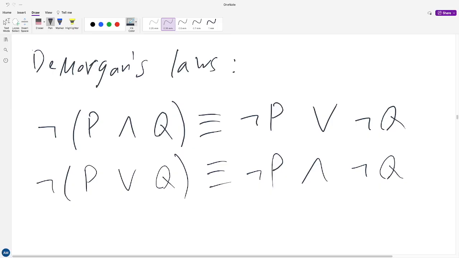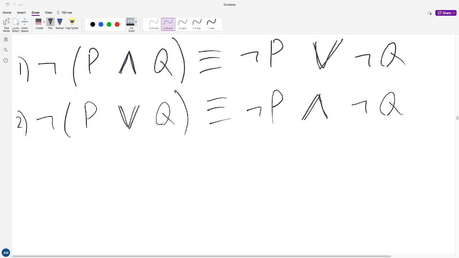We have an and right here. The only difference is the ands and ors are flipped. If you look at law 1 and law 2, the only differences are this and is replaced by an or over here, and this or is replaced by an and over here. Now I'm going to verify one, and I encourage you to verify the other on your own. So I'll verify the first one.